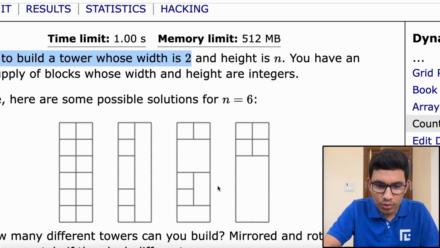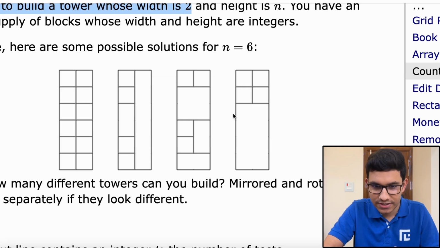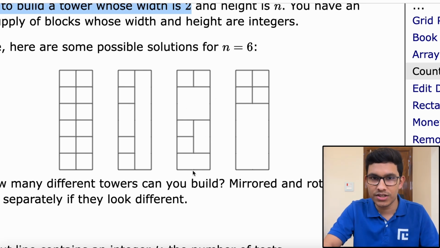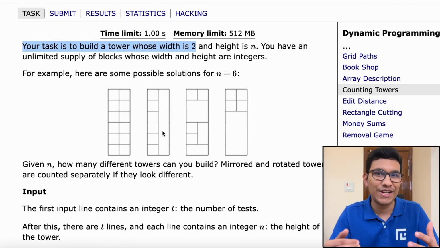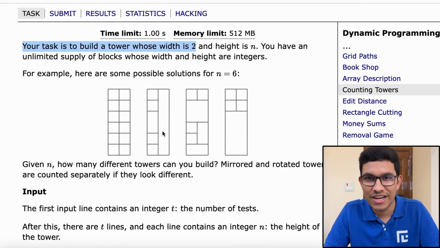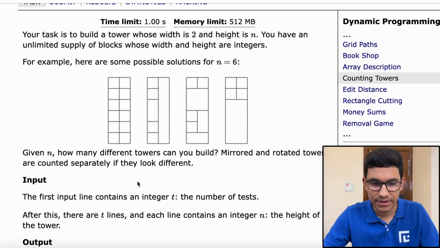For example, if you look at this fourth example, they've filled this entire grid like this, that they have this huge block, then they have these 1 cross 1, 1 cross 1, 1 cross 1 blocks, right? Similarly here, it's a different configuration altogether and so on. So you just need to find out the different number of ways that you can construct this tower of height n and width 2. And it is also written that mirrored and rotated towers are counted separately.